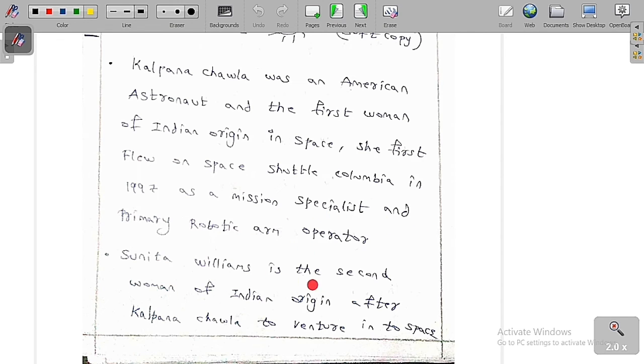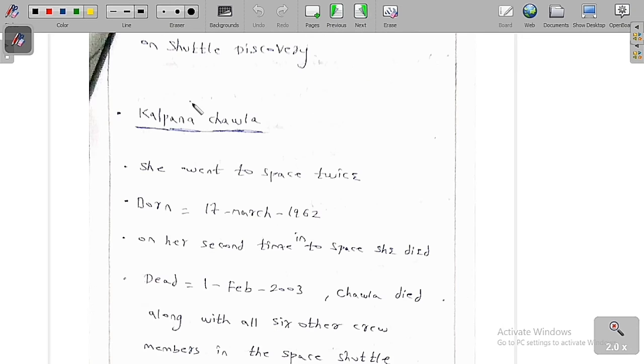Then comes Sunita Williams, the second woman. Sunita Williams is the second woman of Indian origin after Kalpana Chawla to enter into space, on shuttle Discovery. So now we'll discuss something more about Kalpana Chawla.